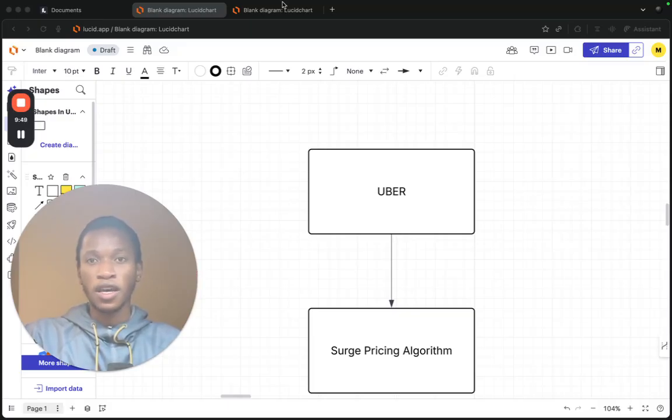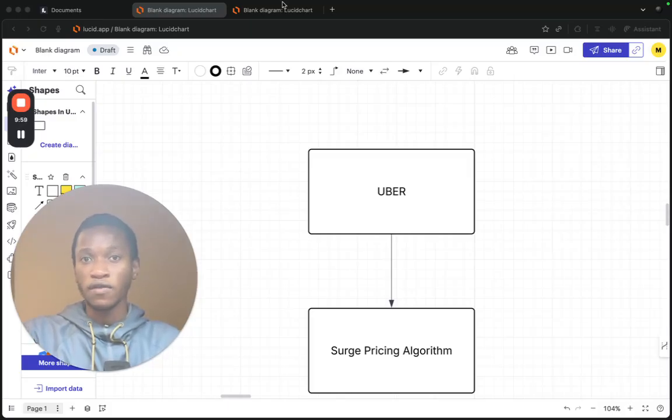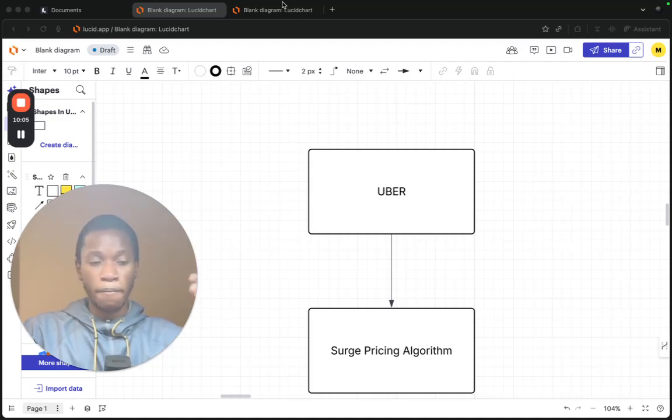The impact: a 1% improvement in surge pricing accuracy results in over $100 million in additional annual revenue. Think about that. Better information organization equals $100 million more revenue.